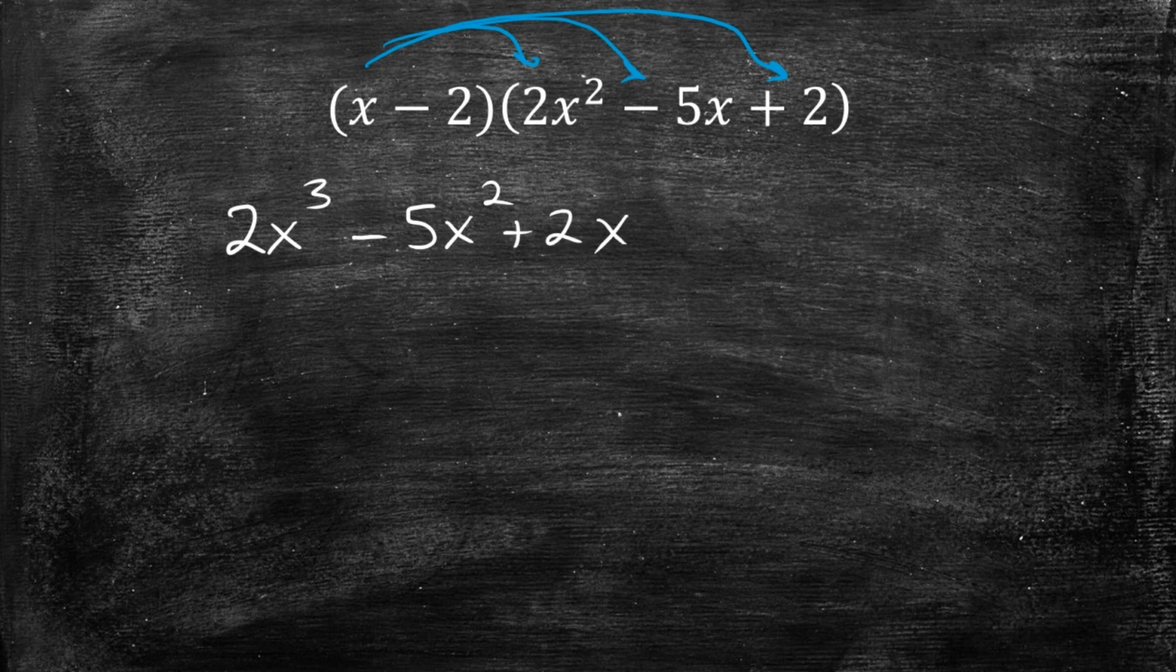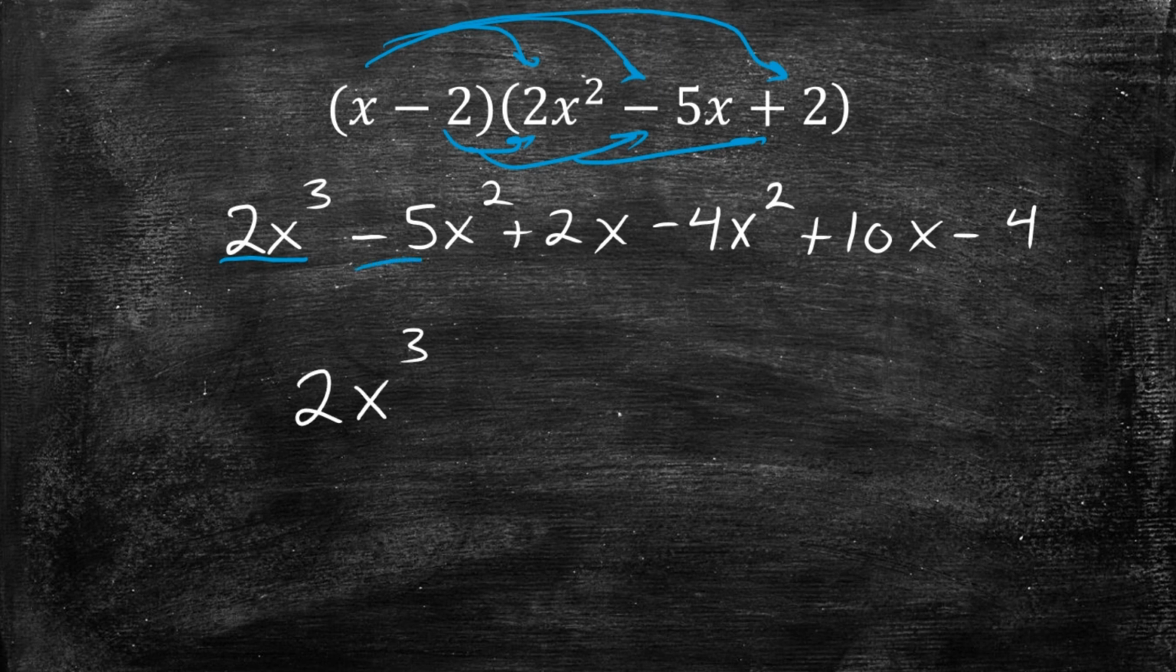All right, now we take the negative 2 and multiply it to everyone on the inside. When we do that, we get negative 2 times 2x squared is negative 4x squared. And we get plus 10x minus 4. All right, so now we want to combine like terms. So let's look at the x cubes. Are there any other x cubes? No, that's the only one. So we're going to go ahead and write that down.